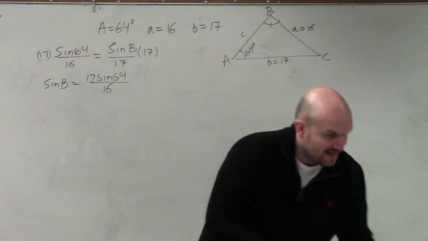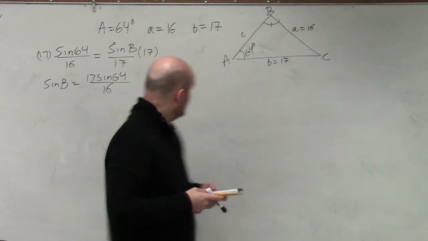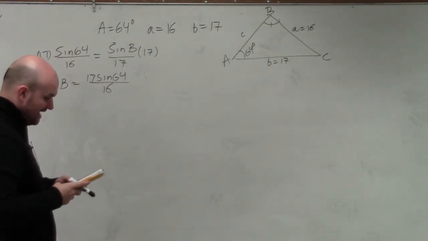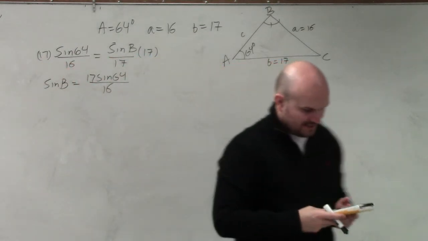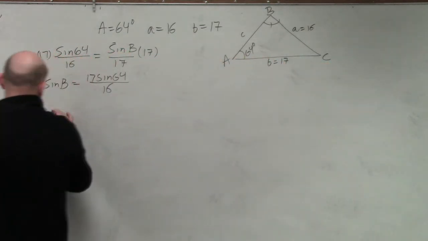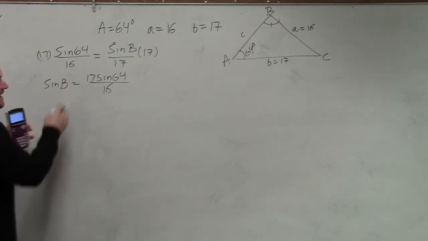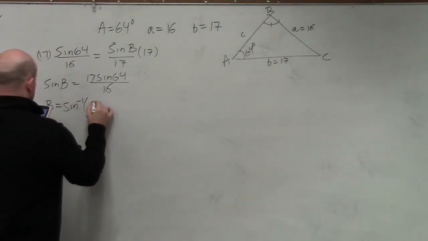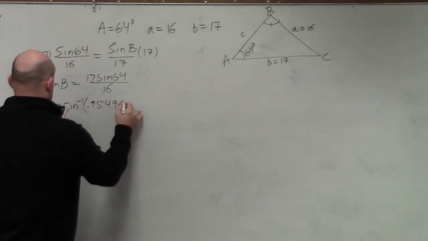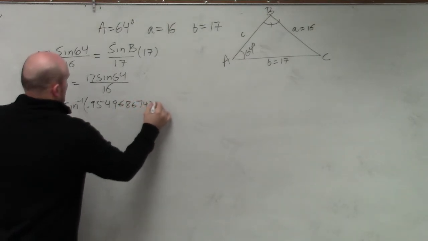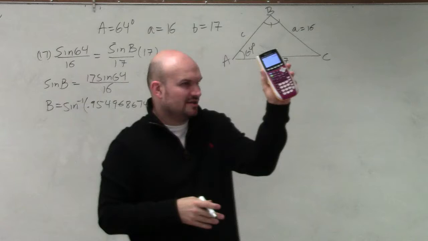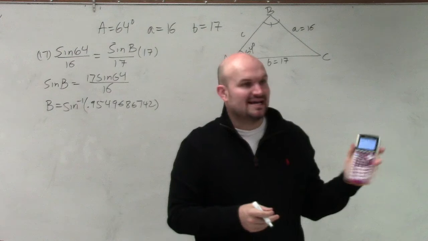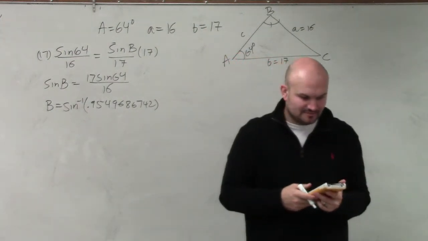So now I'm going to type that into my calculator. So I'll do 17 times the sine of 64, end my parenthesis, and then divide that by 16. But that's what sine of B is equal to. I don't want sine of B. I need to figure out what B is. So I use sine inverse of that whole value. Now, fortunately, it's all kept in my calculator, right? So all I'm going to do is hit second sine, which will give me sine inverse, and then I just hit second answer, and that gives me the answer.